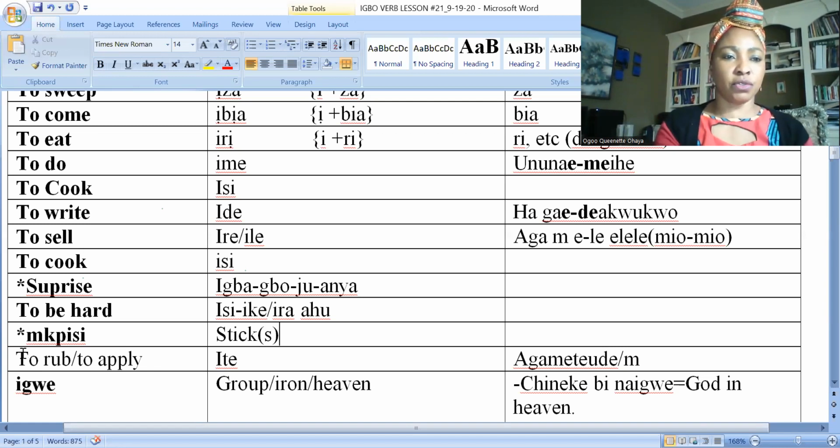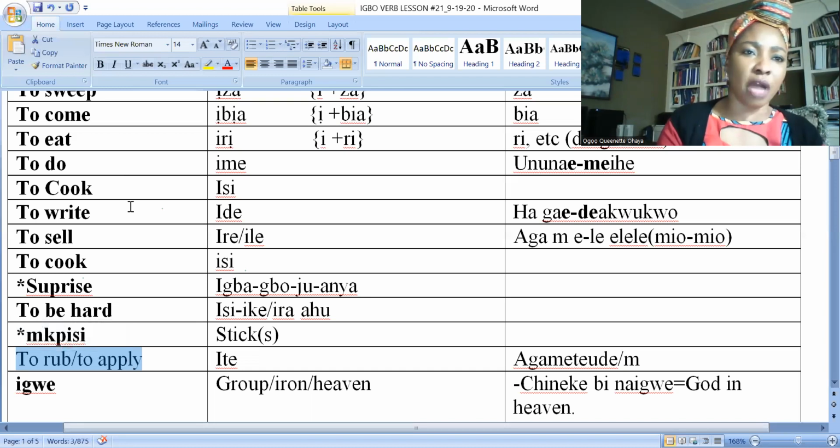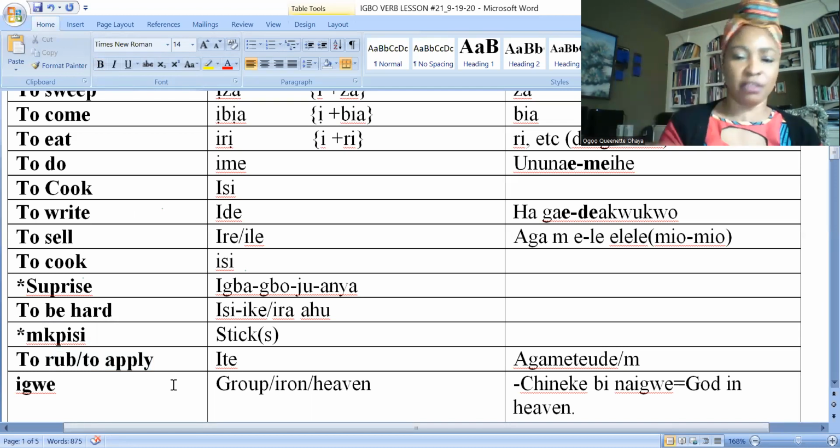All right. So to rub. When I say te ude, it means rub lotion. Te mano, te ude, maọbụ te mano na ahụ ọgụ. It means rub lotion on your body. Te ude n'aka, rub lotion on your fingers, okay? Rub. To ite. Okay, ite ude, to rub lotion. Okay, to apply lotion.